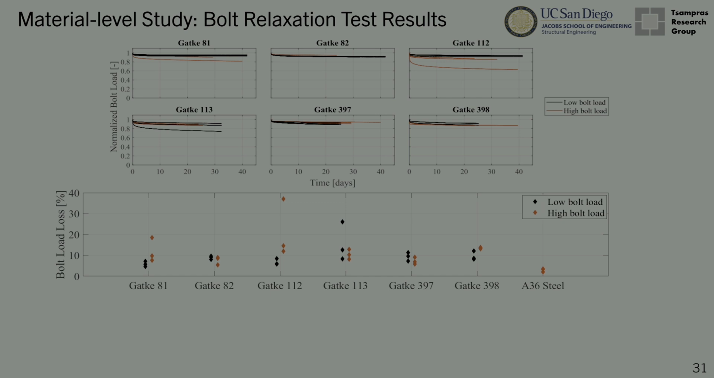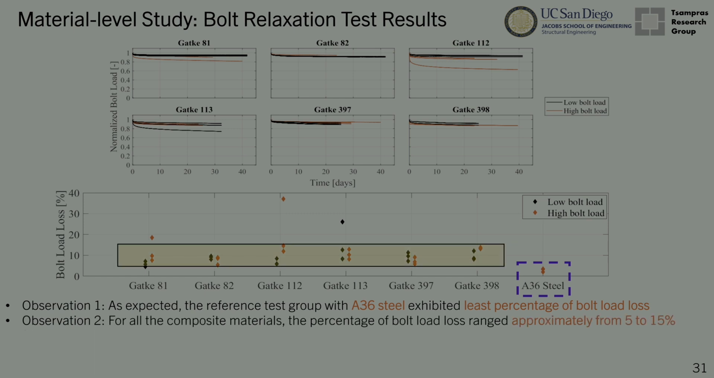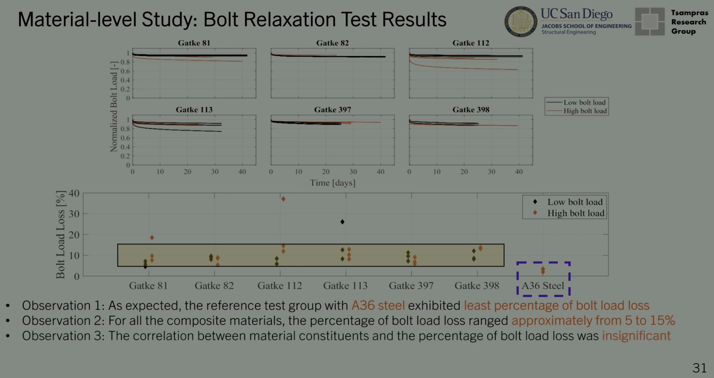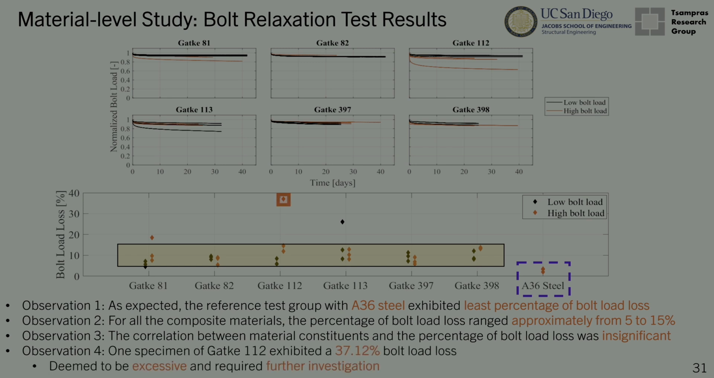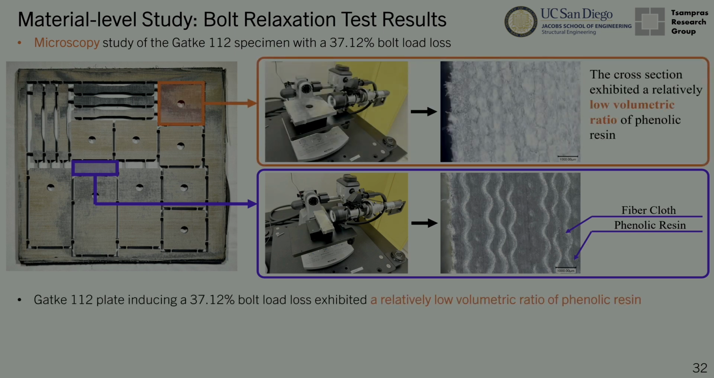These are the results, and in summary, you can see that the bolt load for the steel case, which was the baseline, was the lowest, which was expected. Then all the composites had between 5 to 15% bolt load loss. And there was no clear correlation between the constituents of the materials and the bolt load loss. However, there were these outliers again that create the interest. One example was the Gatke 112, which is a cotton fiber-based composite, and we want to understand why this outlier is there. So Kaisin went to the lab and took pictures from a section of that plate that did not have issues with high bolt load loss, and some sections that had high bolt load loss.